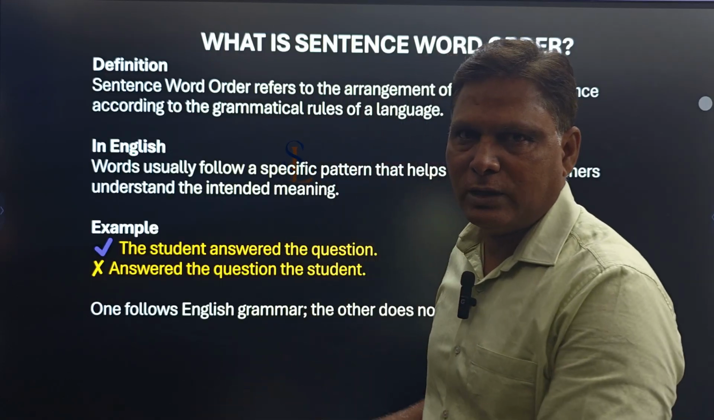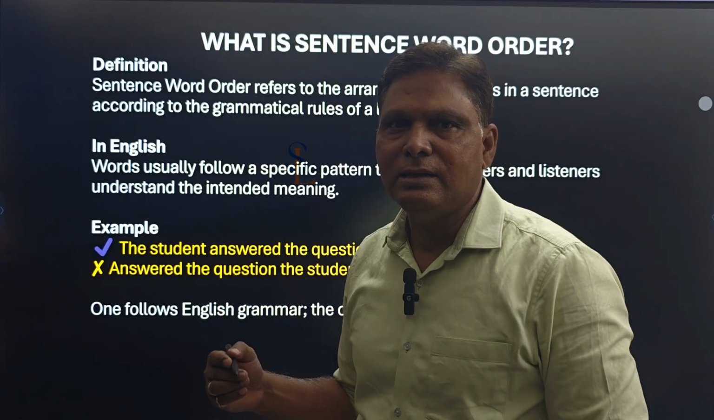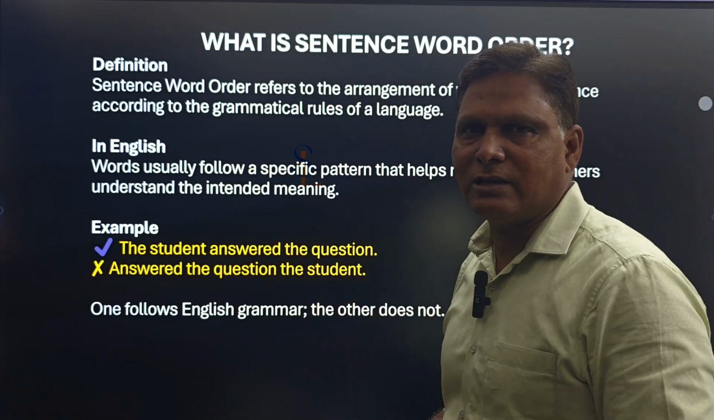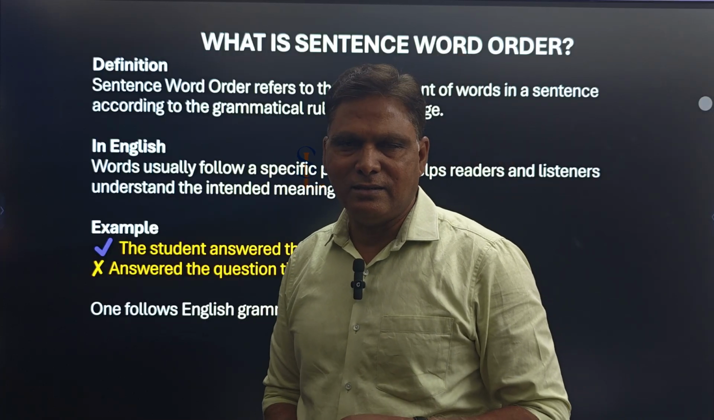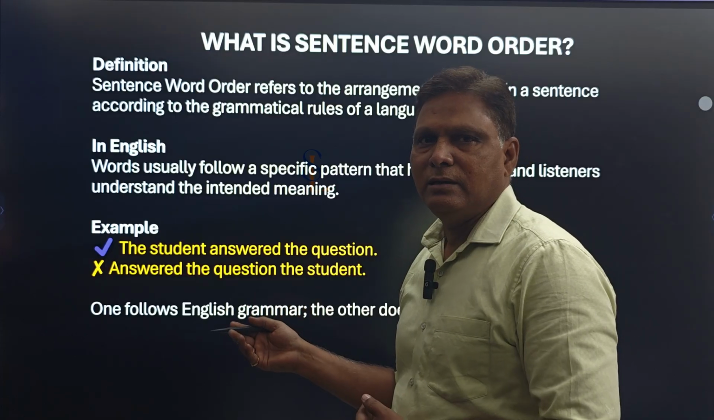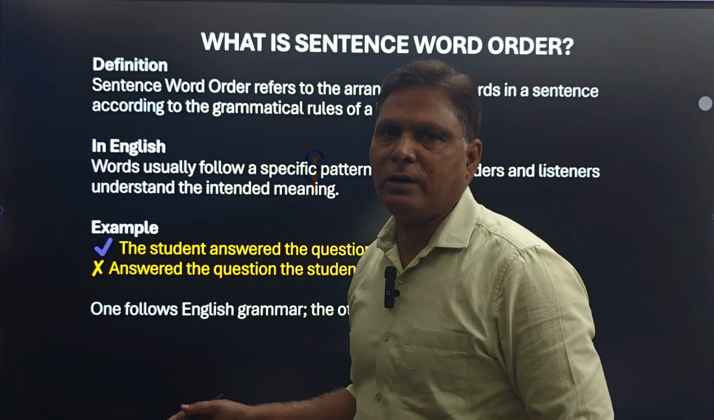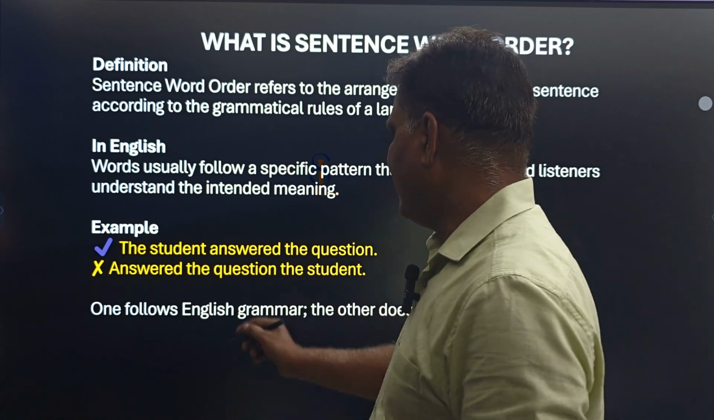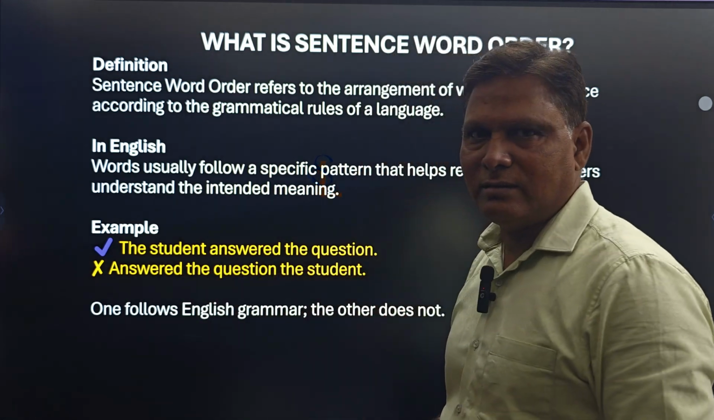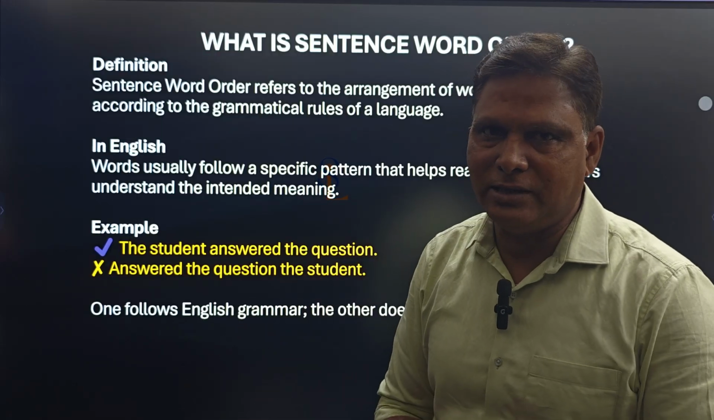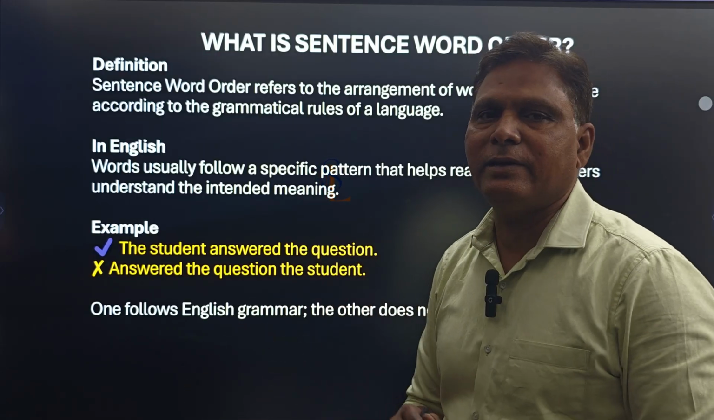And this is usually the word order in a normal sentence. Answer the question, the student. Even this gives me some sense, doesn't it? It does give some sense. Even though the words are jumbled, even though the words are not in a proper order according to grammar, still I can sense the meaning. Answer the question, the student. Even if you're giving it like that, I can say, oh, the student answered the question. But the word order is very, very important.